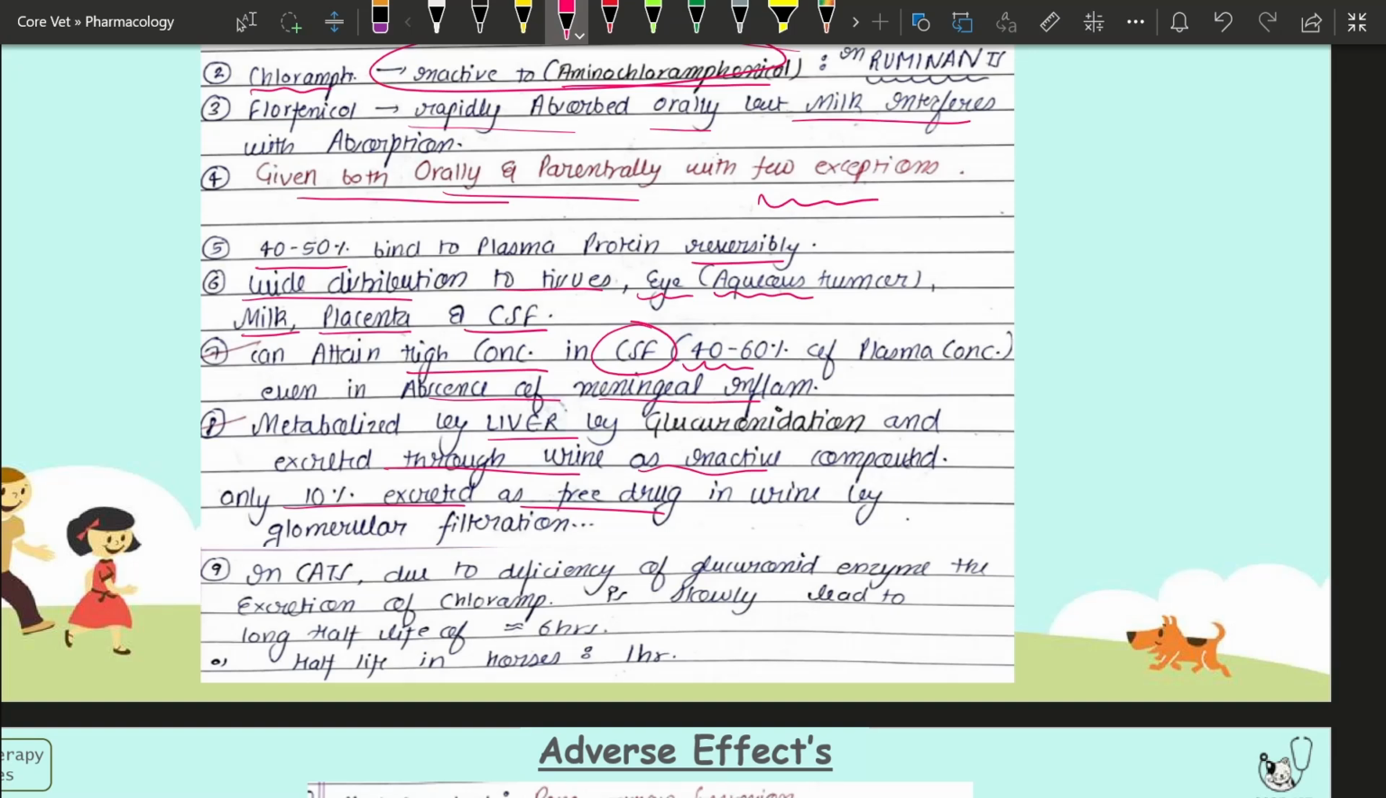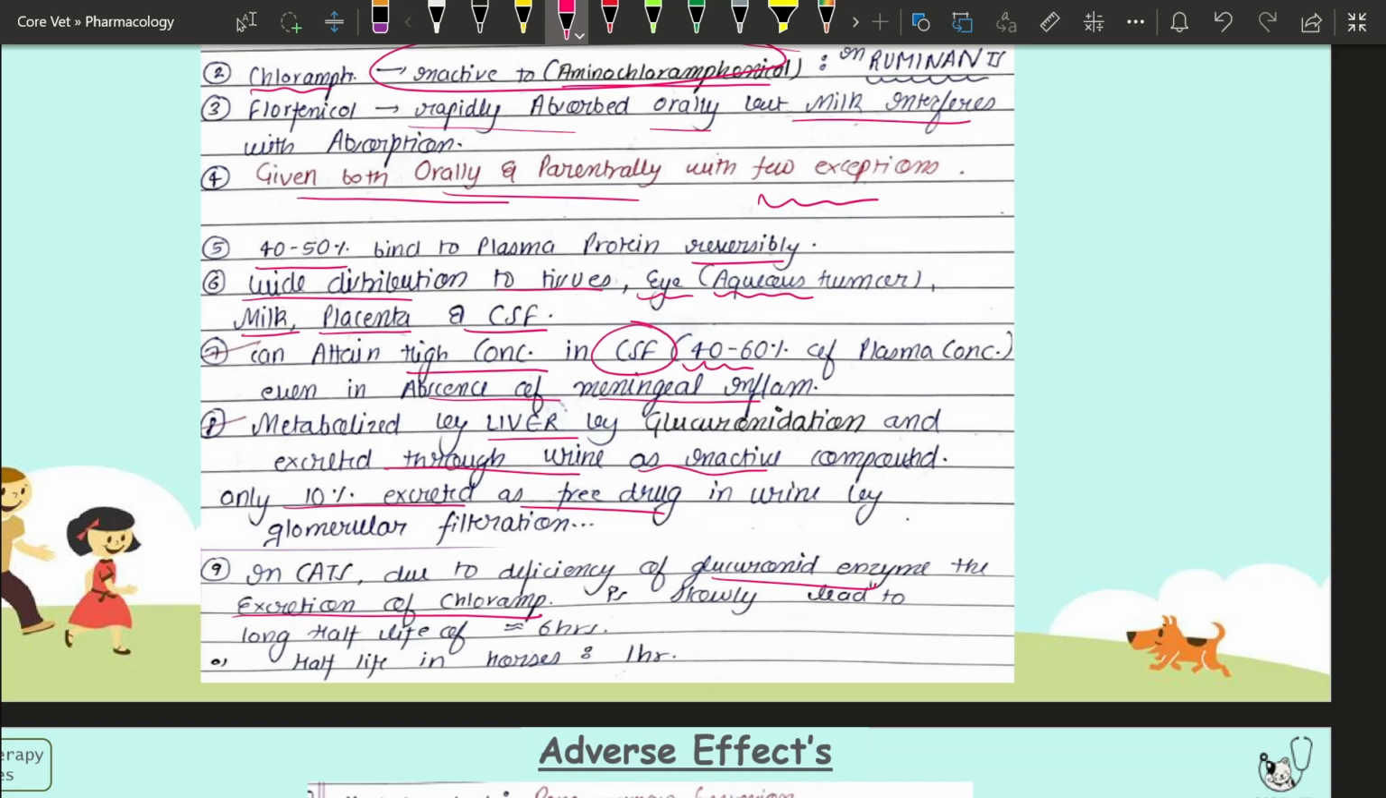In the case of cats, due to the deficiency of the glucuronide enzyme, the excretion of chloramphenicol is slow, because cats aren't efficient with glucuronidation. So we generally prescribe drugs which are not going to affect the cat liver through the glucuronidation process, right? Because cats aren't able to efficiently metabolize a drug which is metabolized through the process of glucuronidation. Likewise the paracetamol.